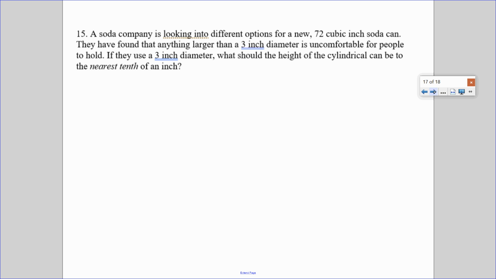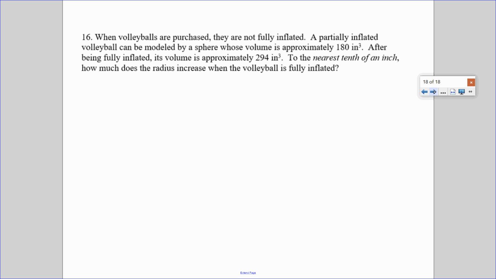I want to take a look at the last few, which are a little wordy. Let's take a look at 16. This was on the Regents. I thought it was a hard question. So let's go through it, and then we'll go from there.